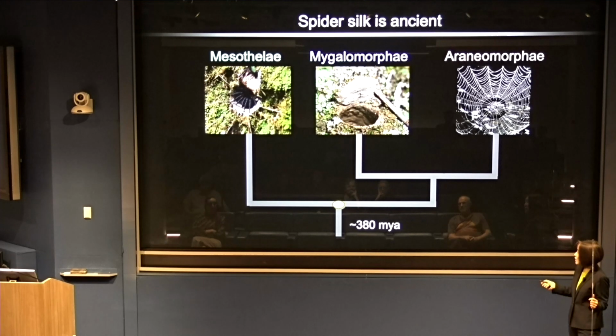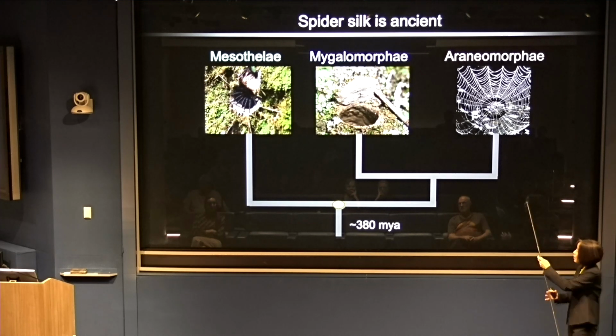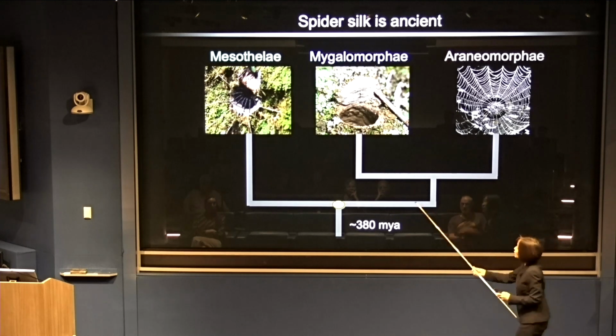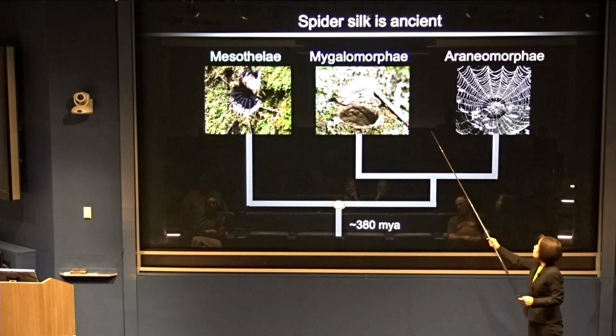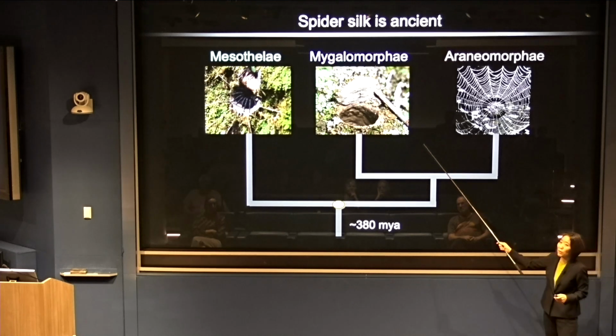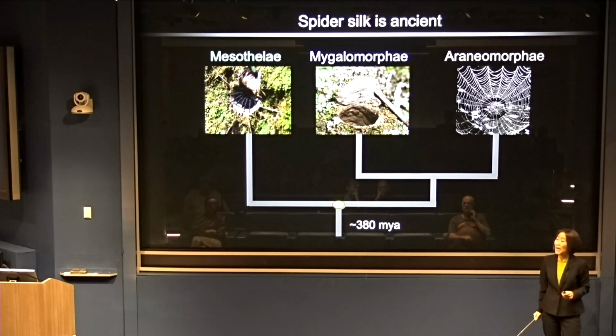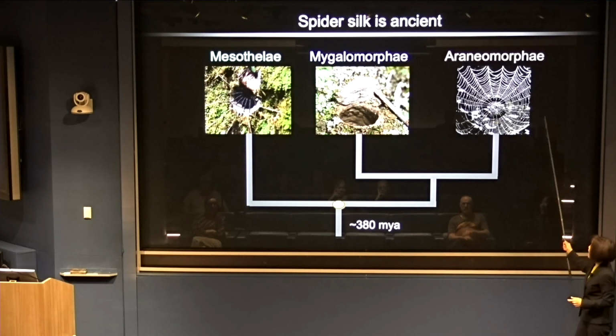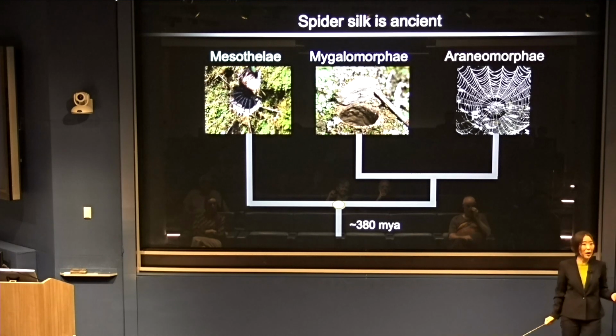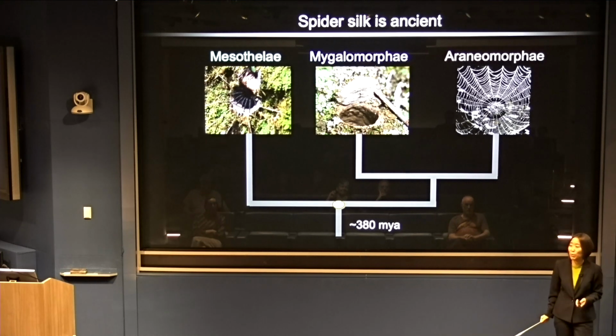And so there are 3 suborders of spiders. So we have our mesotheles here, so these are our segmented trapdoor type spiders. Mygalomorph spiders, so these are tarantulas, trapdoor spiders, and their kin, and araneomorphs, so these are true spiders, and these are spiders like jumping spiders, wolf spiders, and of course orb web weaving spiders.